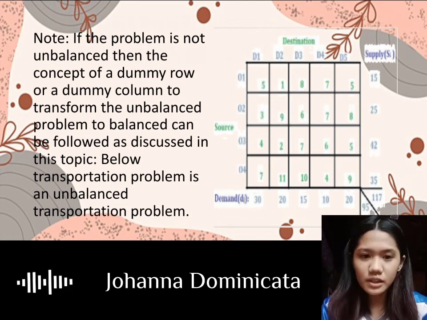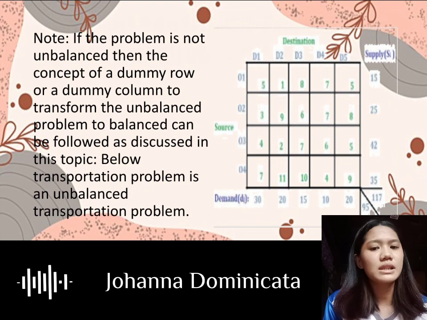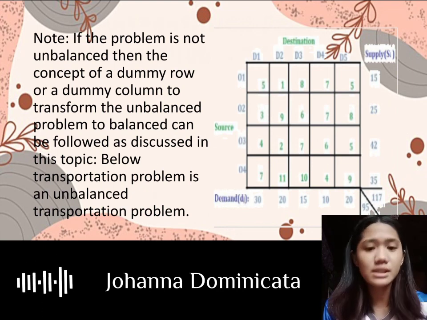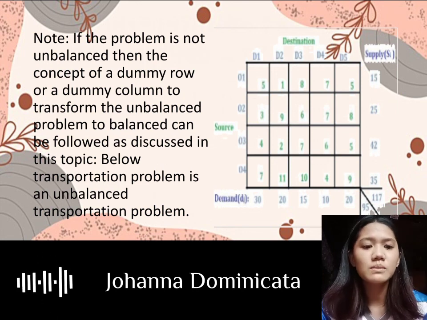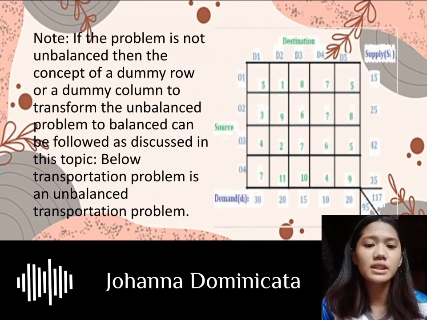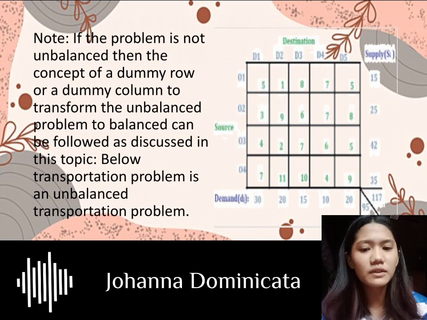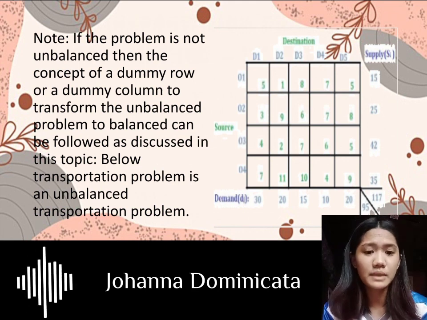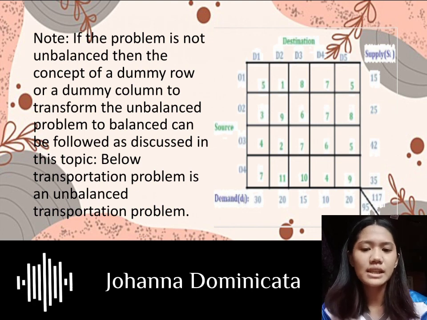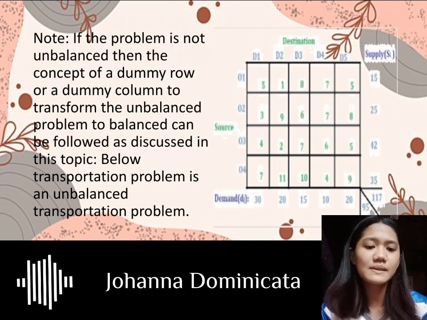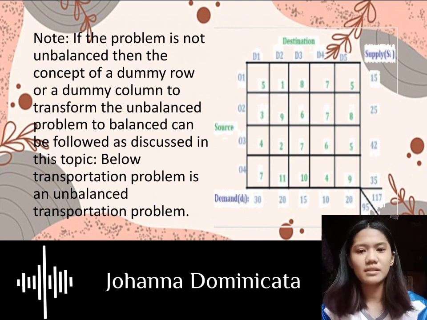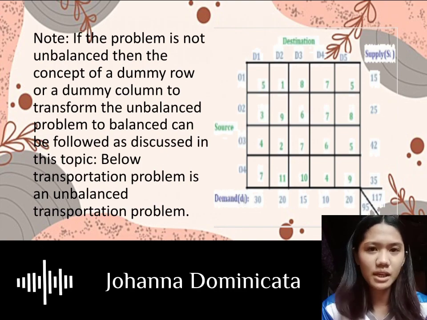The modified distribution method is an improvement over the stepping stone method. It can be applied more efficiently when a large number of sources and destinations are involved, which becomes quite difficult and tedious in the case of the stepping stone method. The modified distribution method reduces the number of steps involved in the evaluation of empty cells, thereby minimizing complexity and giving a straightforward computational scheme through which the opportunity cost of each empty cell can be determined. So that would be all for my topic, and thank you.